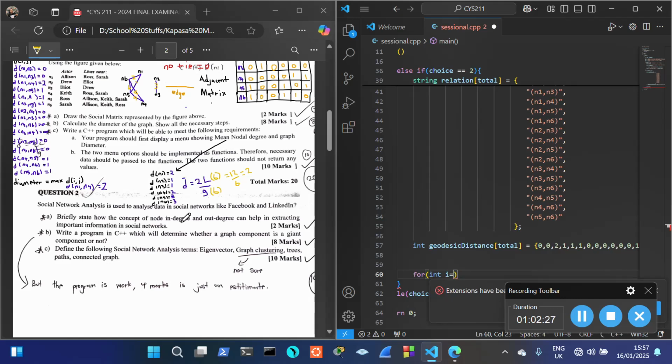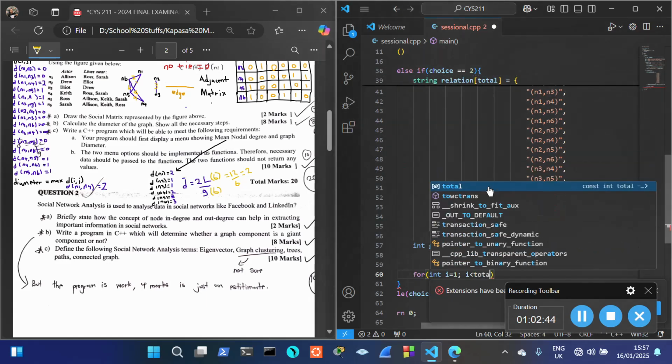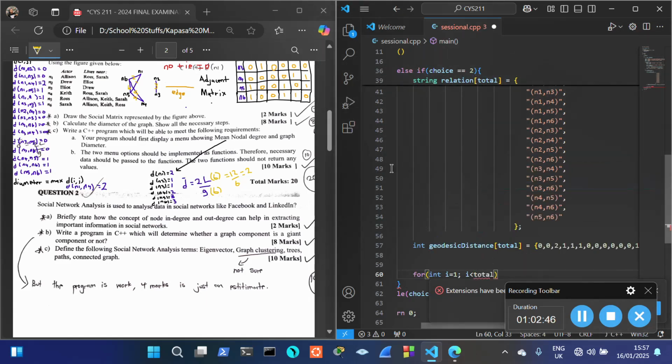Because if we want to count starting at 1 all the way to 15, we say i is equal to 1, then i is less than or equal to this total, because total is that value which we have, which is 15. Then we say i plus plus, because we want to increment counting from 1 2 3 4 all the way to 15.